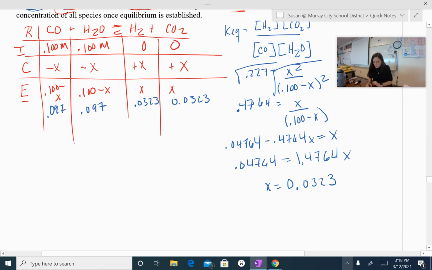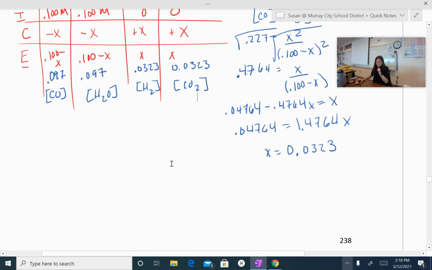Okay, so this is my concentration of carbon monoxide, my concentration of water, and my concentration of hydrogen and my concentration of carbon dioxide. Okay, I am sorry. That is how you do the math. Make sure you keep the products on the top and the reactants on the bottom.